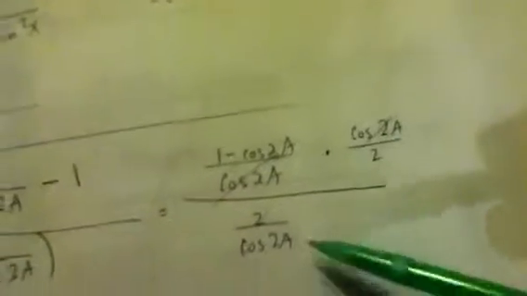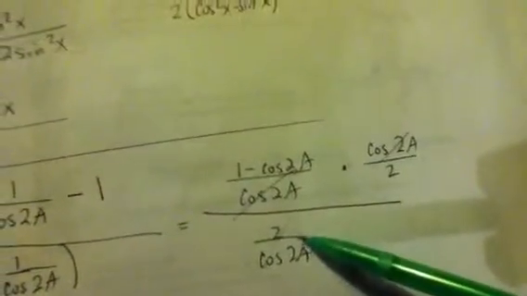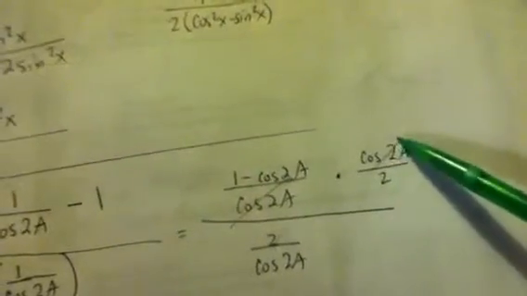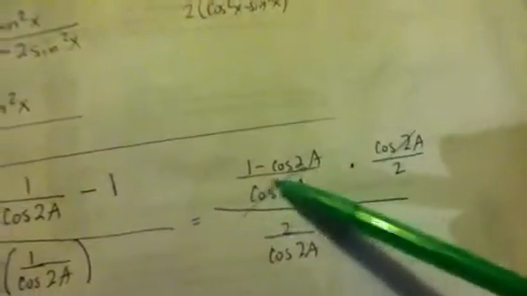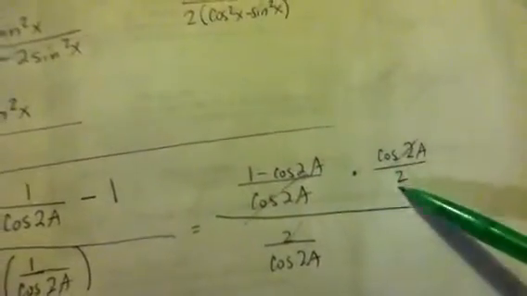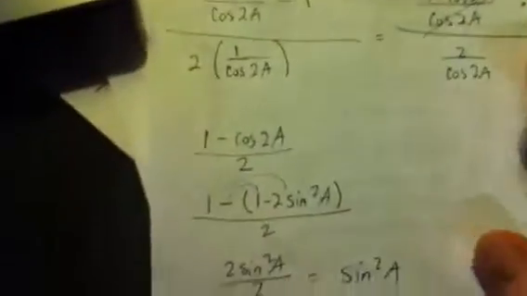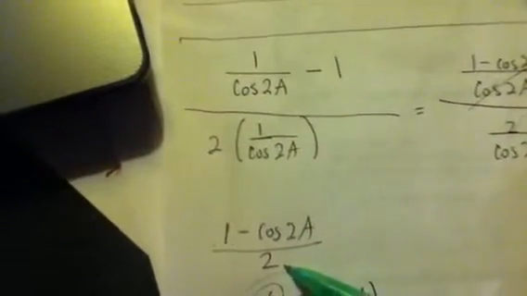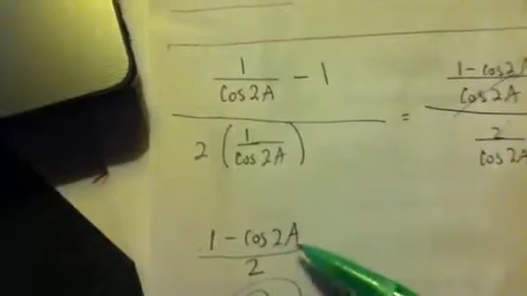I canceled this out. Because down here, if you bring this up, flip it upside down, then this one and this one cancels out, then you have 1 minus cosine 2a over 2. 1 minus cosine 2a over 2. Okay, so now I can go back up to my little list.